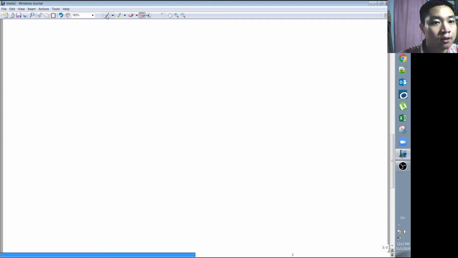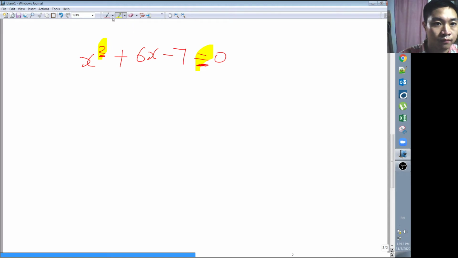Let me write down the question first. So you have x squared plus 6x minus 7 equals 0. I hope you observe that the highest power for this equation is 2, and you have an equal sign here. These two features show you that this is a quadratic equation, so you can use your quadratic equation methods to solve it.